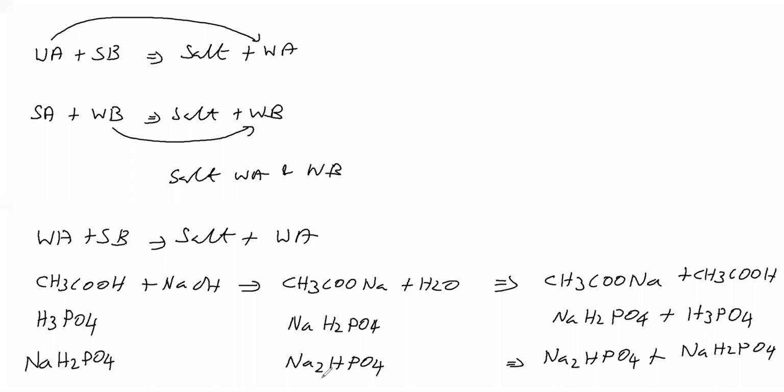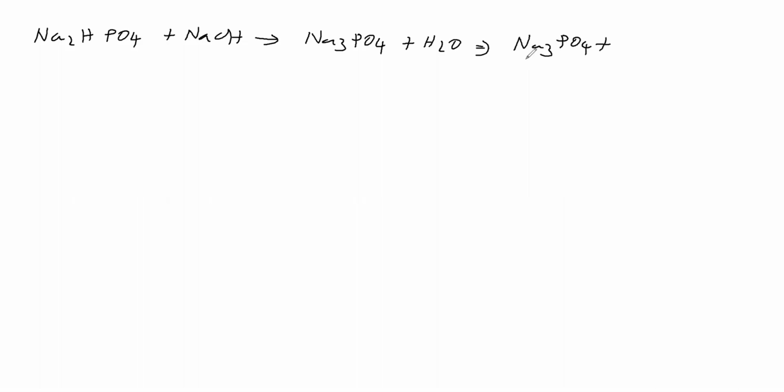Next, I will take this salt, Na2HPO4. To this, let me add sodium hydroxide. A reaction takes place and I get Na3PO4 salt and water. So now I will take this salt, Na3PO4. To this I will add the weak acid from which we prepared this. Take that weak acid and mix with Na2HPO4. Now this mixture is an example of a buffer solution.